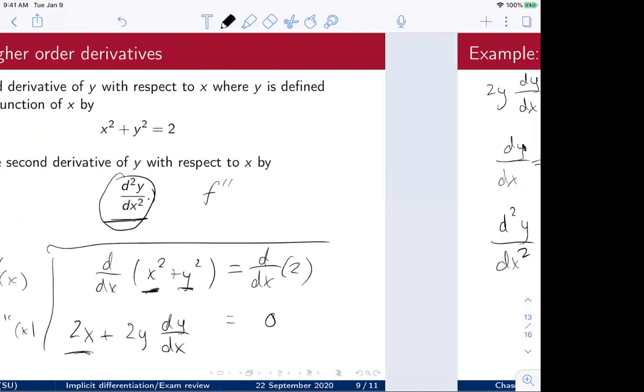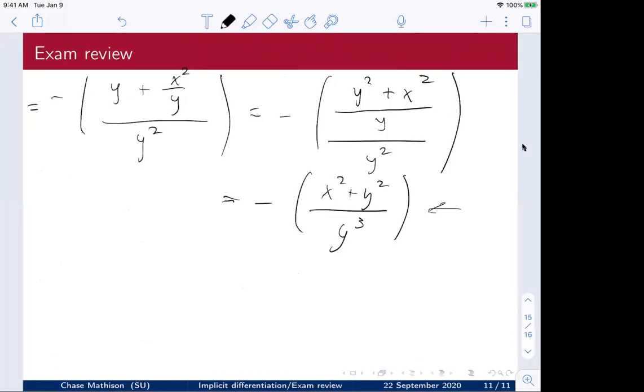So if you saw that on an exam, I would scream for joy. So this is just negative x squared plus y squared. We started with that, and that was 2. Divided by y cubed. So there's the second derivative of y with respect to x. Okay?